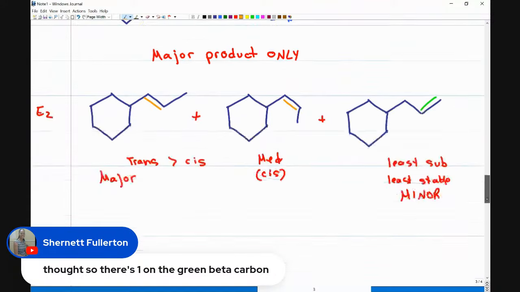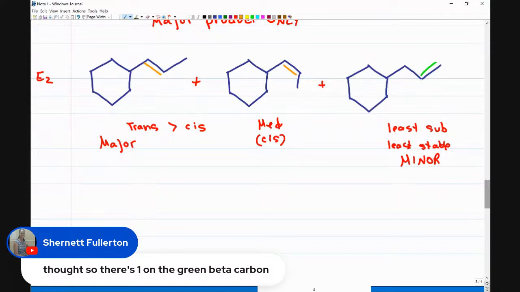And so if I'm looking at these 3, I can easily identify that this one is the most stable. It's the most substituted, and that makes it the Zaitsev product. But again, that's not what we were asked.